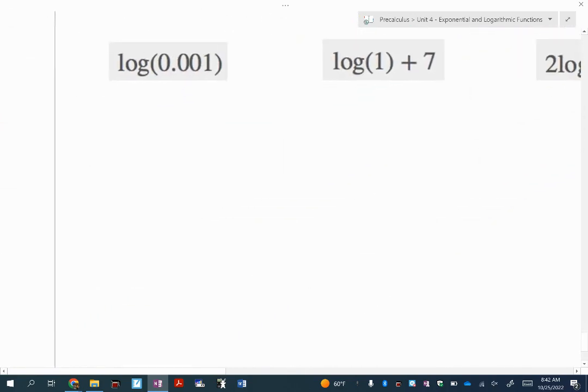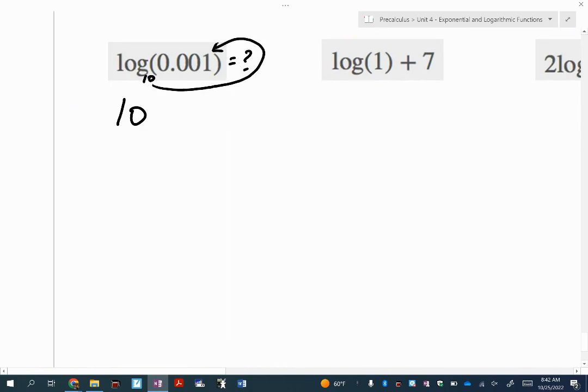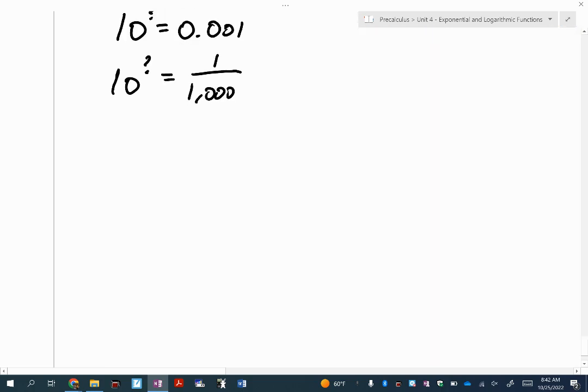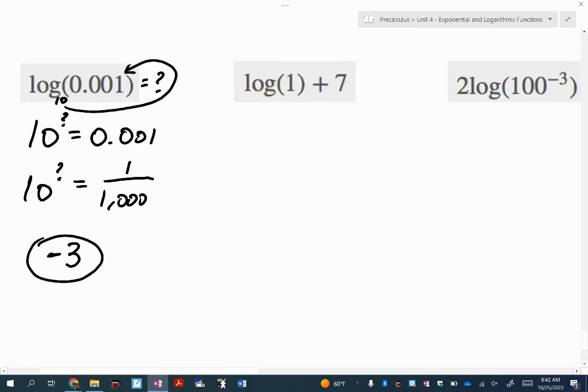Okay, let's try this one. 10, right? There's no base there, so this is a base of 10. 10 to some power gives me 0.001. Now I'm going to write this as a fraction. It's always easier for me to rewrite this as a fraction. That's tenths, hundredths, thousandths, so 1/1000. And so my answer here, if I count the number of zeros, there are 3 zeros in 1,000, but because it's in the denominator, I need to put negative in front of it, so negative 3.